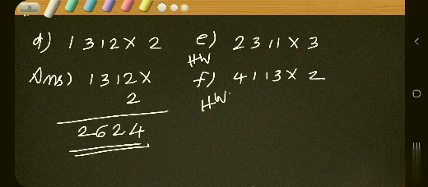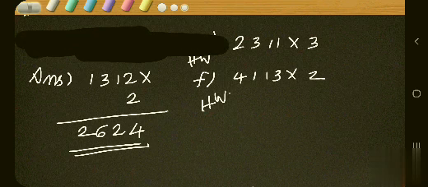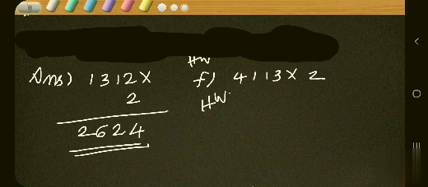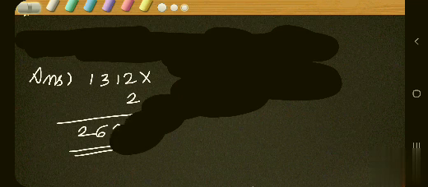Now in question number 2, let's discuss the multiplication without carrying, but by a 2-digit number. Write down question number 2. Find the product of the following. Find the product means what do we have to do? Multiplication. Find the product means multiplication, isn't it?